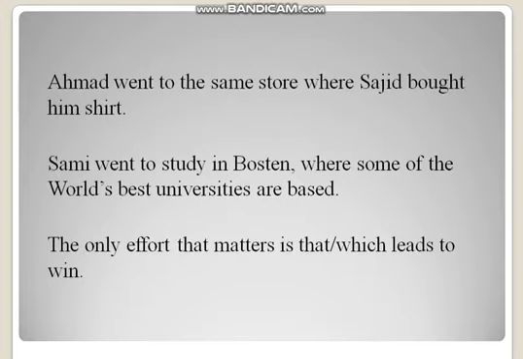Sami went to study in Boston. So here you can see the name of a city is already mentioned, so that's why we have some extra information. We have added a comma here, where some of the world's best universities are based. So it is giving just extra information, or it is modifying the noun Boston here, while in the previous sentence we didn't know about the store, which store. So that's a defining adjective clause, and here it is a modifying adjective clause.